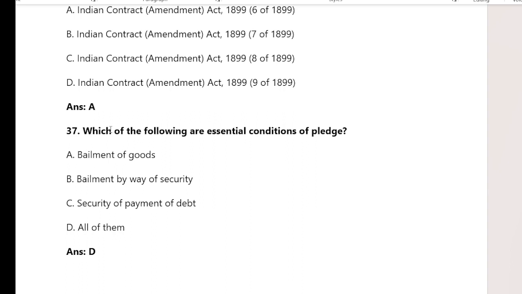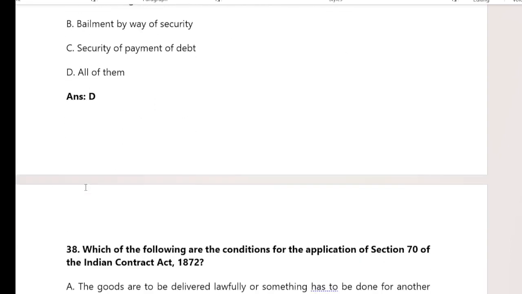And the next question is, which of the following are essential conditions of pledge? Bailment of goods, and bailment by way of security, security for payment of a debt, and all of them. The right answer is all of them.